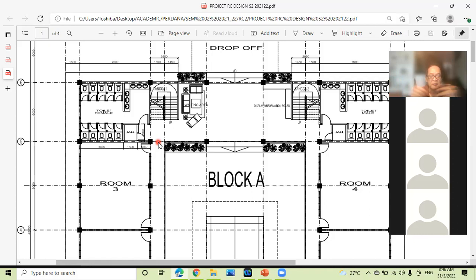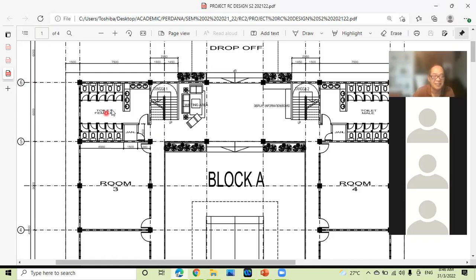So the position of columns indirectly indicates the span of beams. Indirectly, secara tak langsung, it will control the span of the beam. If the columns are too close, then the span of beams would be very short. If the columns are too far apart, then kita katakan the span of beams will be too big. Okay, terlalu besar span dia.